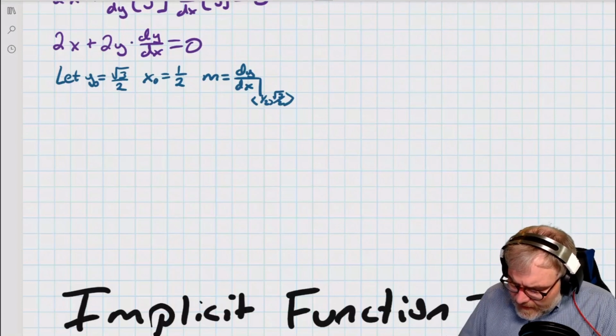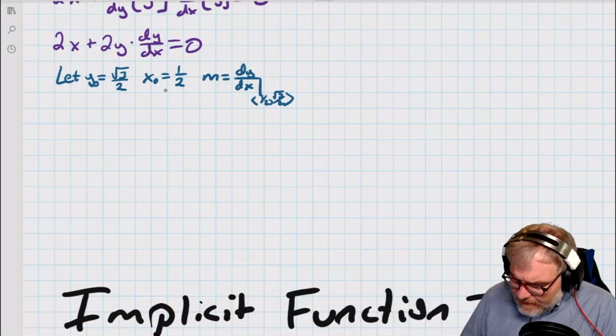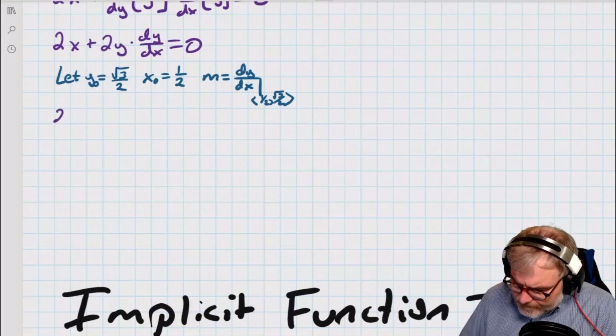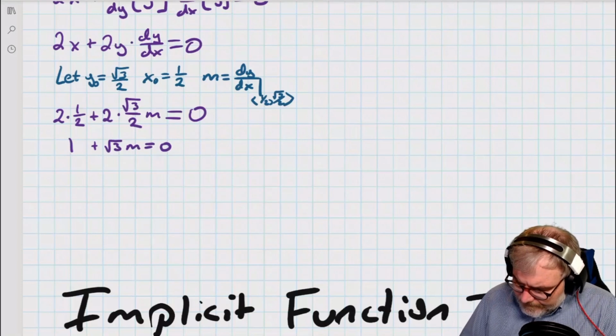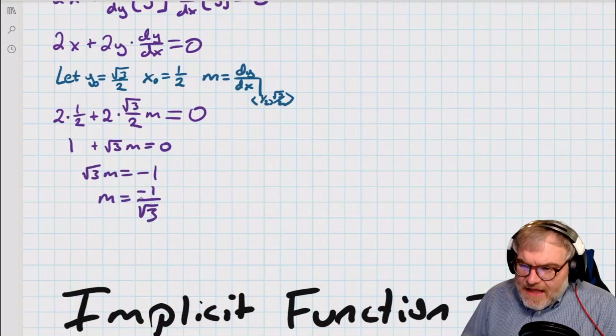So now what's going to happen? Well, I'm just going to sub in my variables. So I've got x is 1/2, y is square root of 3 over 2, and then I've got a dy over dx, which I'm just going to call m. Now I solve. Well, this is easy. This is going to be a 1. Move the 1 over to the other side. And there's my answer. That's what my m is.